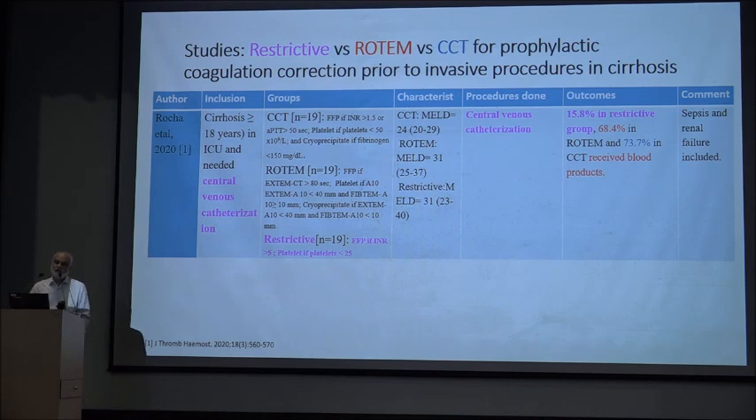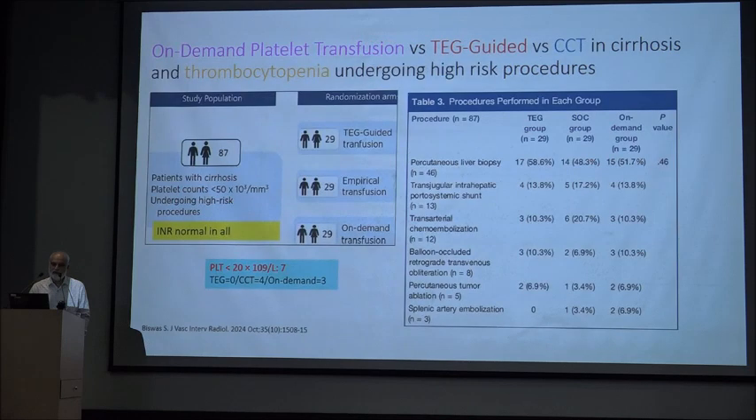Now another type of study is there, restrictive transfusion policy versus ROTEM versus CCT. This was a study in ICU patients who needed central venous catheterization and had cirrhosis. So look at the restrictive group. They transfused FFP if INR was more than 5 and platelets if platelets were less than 25. So we can see 15.8% in the restrictive group, whereas a much higher percentage in the ROTEM and CCT groups received blood products, and complications were similar. So restrictive policy is also an option.